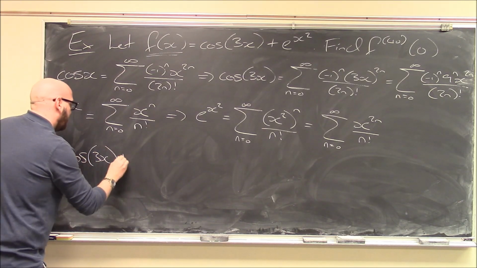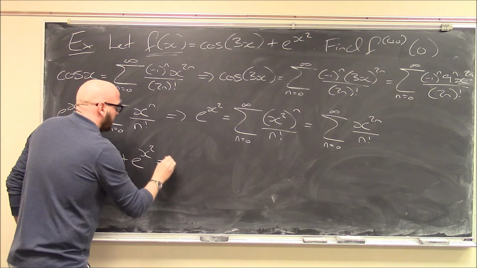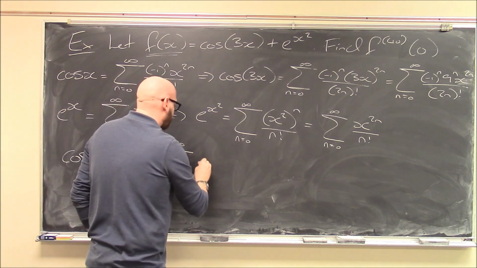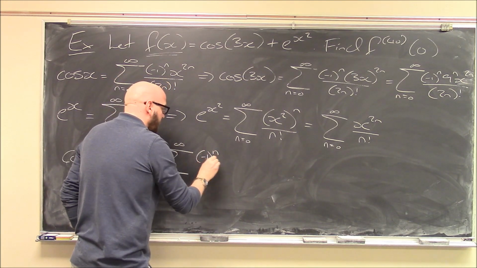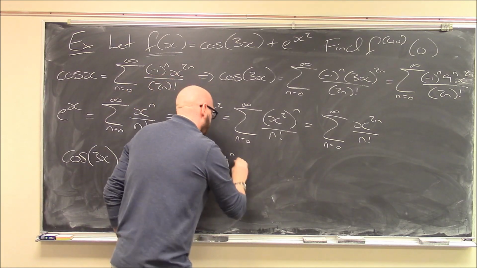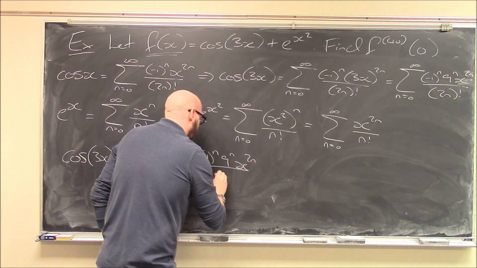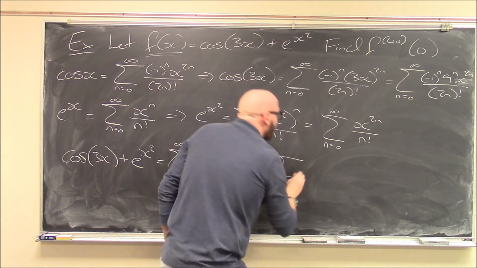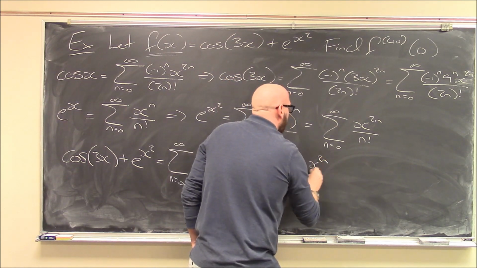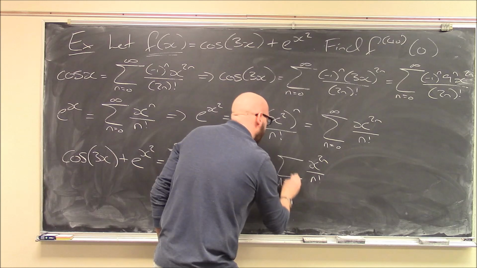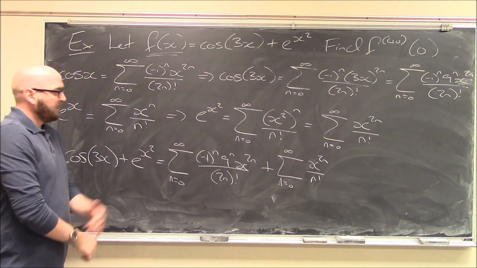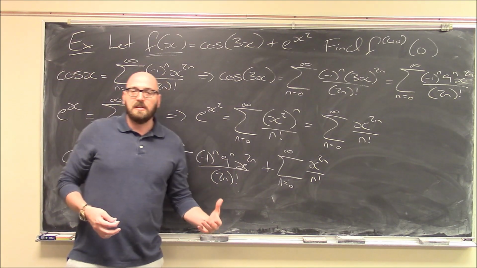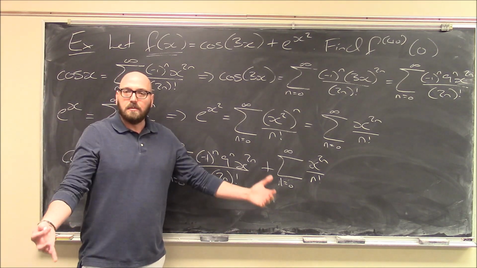So cosine of 3x plus e to the x squared, that's the first summation, (-1)^n times 9^n times x^(2n) over (2n) factorial, plus the second summation, x^(2n) over n factorial. Well, that's not a power series as it's written, right? A power series should be a single summation, coefficient times x to a power, right? x^n.